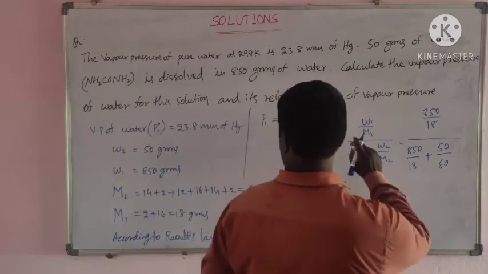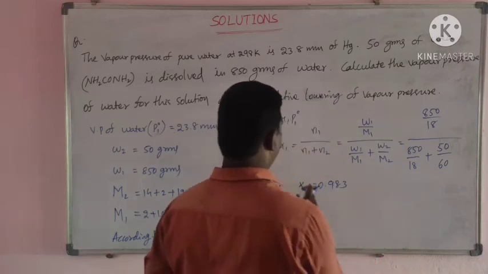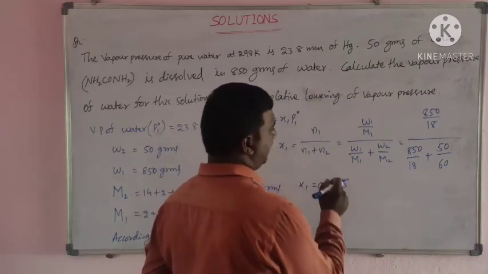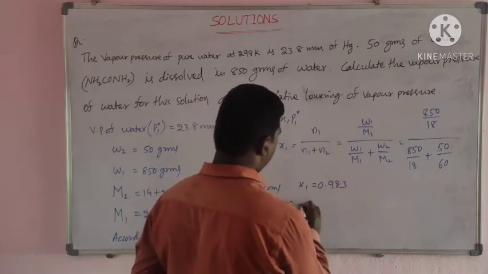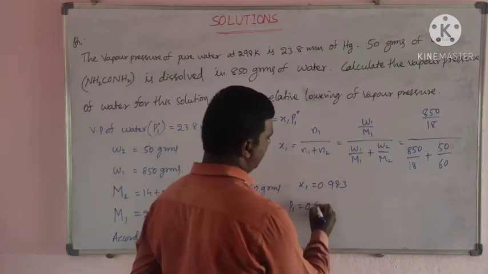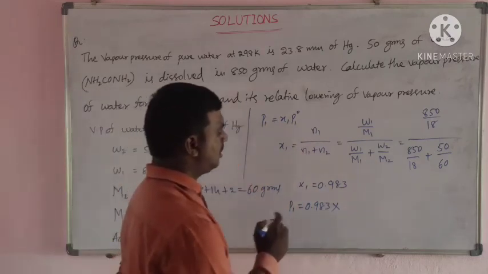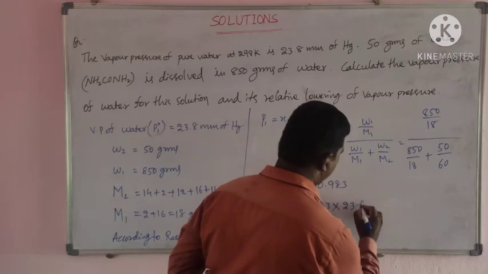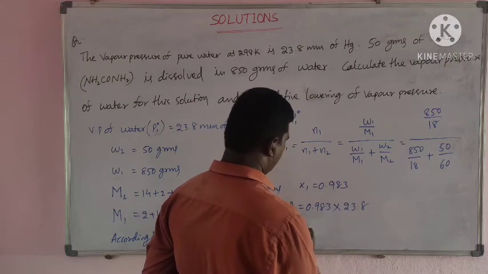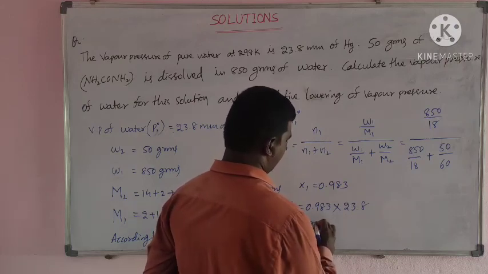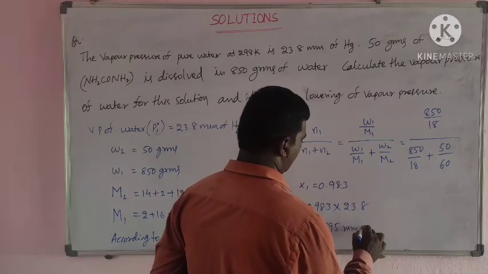Using the calculator, calculate this one. The value coming is 0.983. Here P1 is equals x1 into P1 naught, that is equals 0.983 into 23.8. P1 is equals 23.395 mm of Hg.